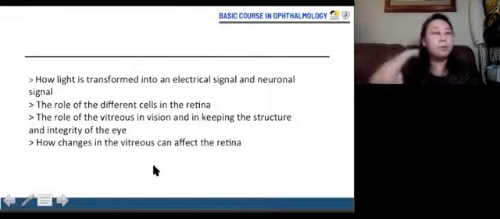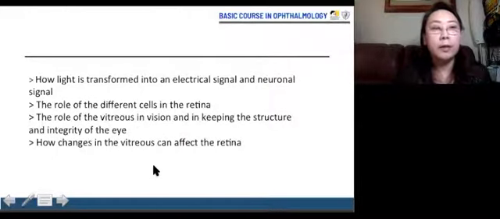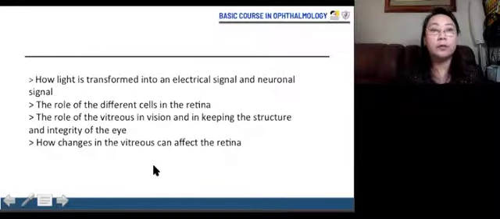So to conclude, we have just discussed how light is transformed into an electrical signal, eventually to a neuronal signal for transport to the brain. The role of the different cells in the retina was discussed. The role of the vitreous in vision and in keeping the structural integrity of the eye was discussed. And we've also discussed how changes in the vitreous can affect the retina.